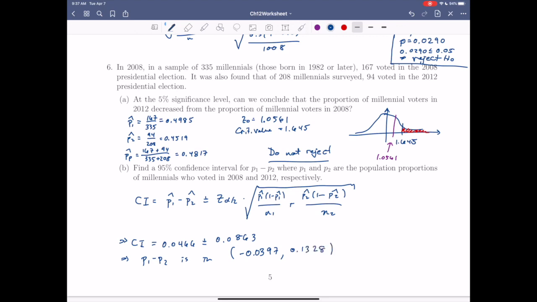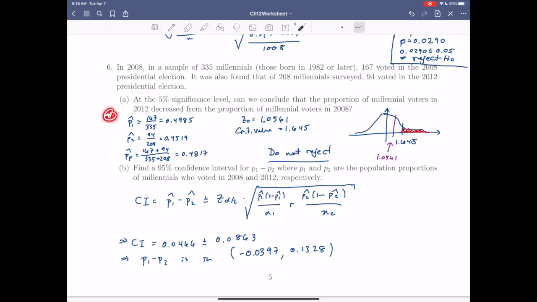This is a really wide interval, if we think about it. What this is saying is that the difference between P1 and P2, by the way, I should point out, could be negative. That would mean that P2 could be larger than P1. That's why we couldn't conclude before. I mean, this is slightly different because for Part B, we have a two-sided test.